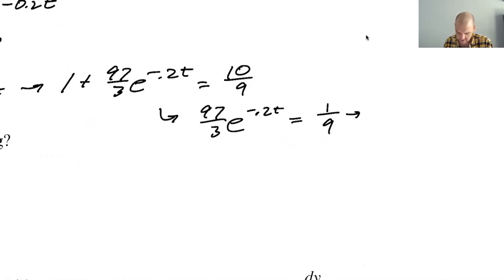Okay, so if I multiply by 3, I get 1/3, and then I have to divide by 97, so that's 291. 1 over 291. Okay, so I think e to the negative 0.2t is 1 over 291.